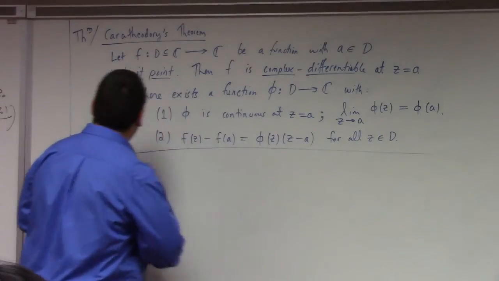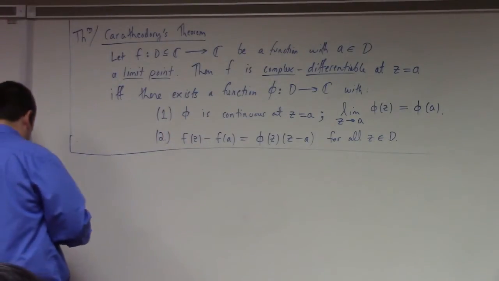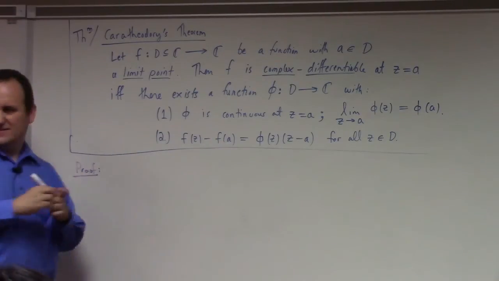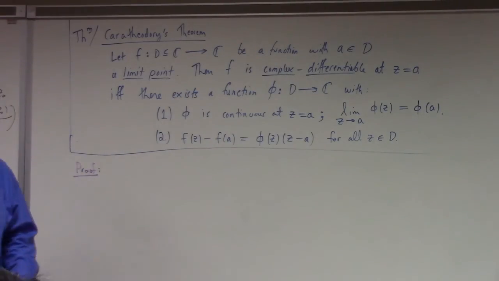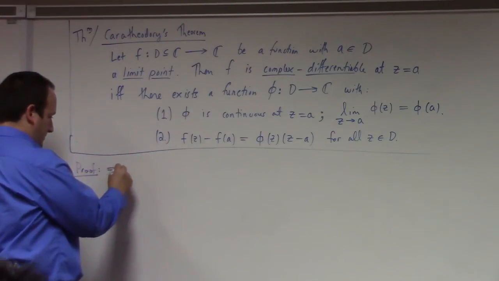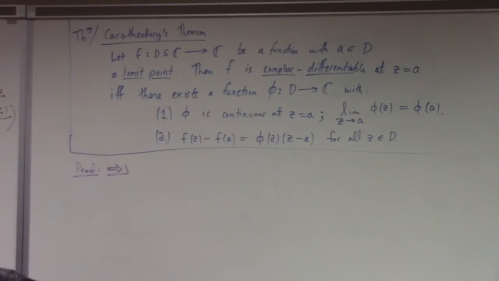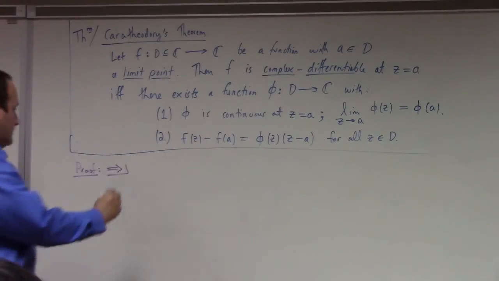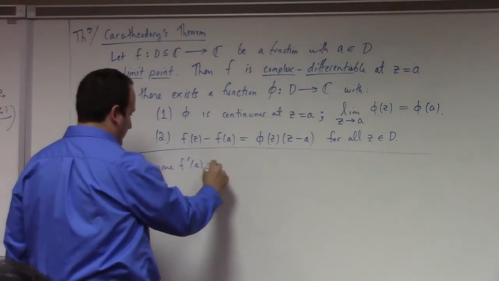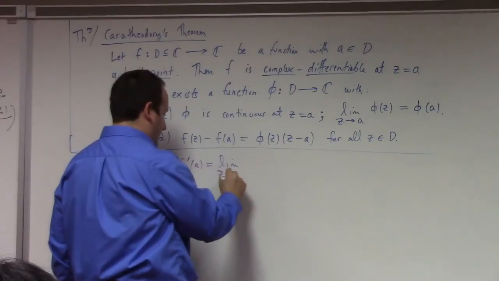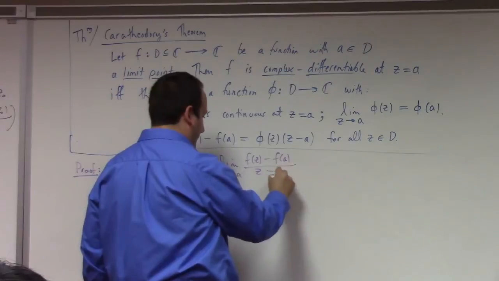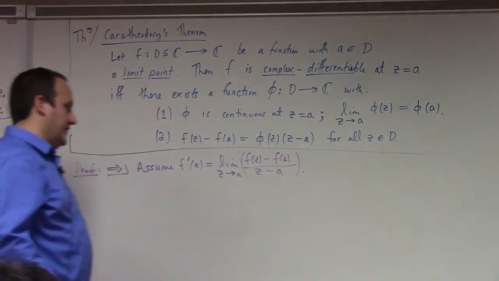All right. So, proof. This direction, so how do we do it? Assume it's complex differentiable, right? Assume f prime of a is equal to the limit as z goes to a of f of z minus f of a over z minus a. That exists as a complex number, all right?